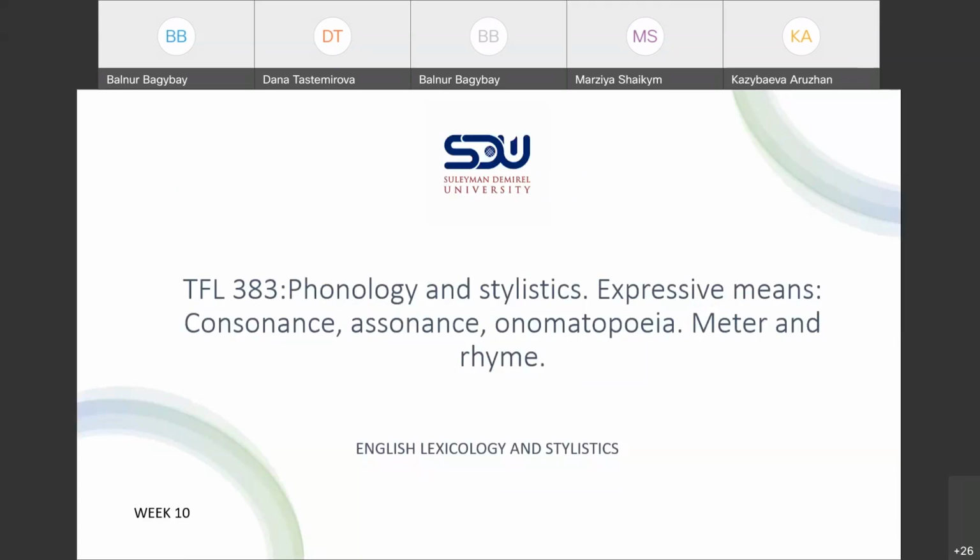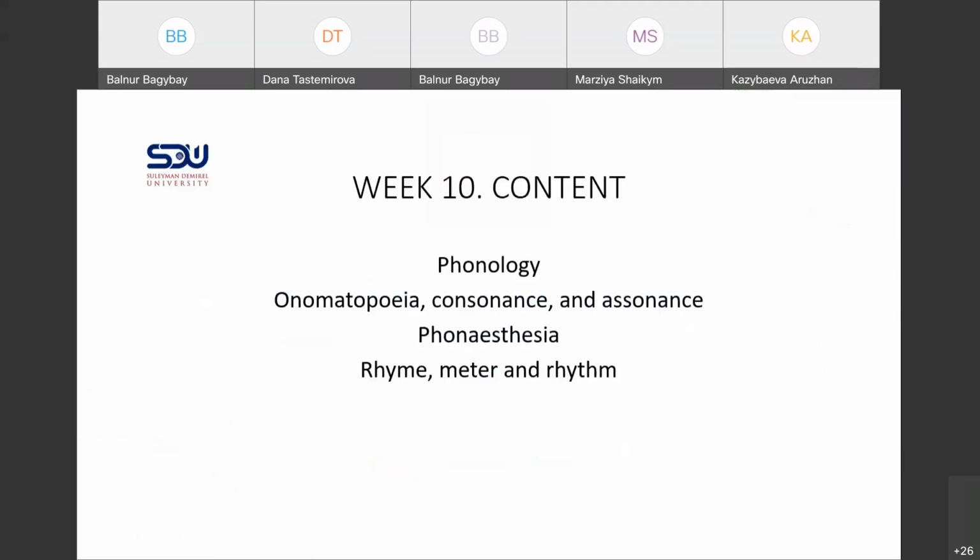So today we are going to talk about phonology, about the expressive means, mainly onomatopoeia, consonance, assonance, meter, rhyme, and rhythm. I hope you know about it from your classes of Kazakh and Russian, where at school we used to do metric analysis mainly. If you remember something such as iamb, trochee, and etc. in Russian classes, I remember it from the Russian classes mainly. This is the same thing, but in English.